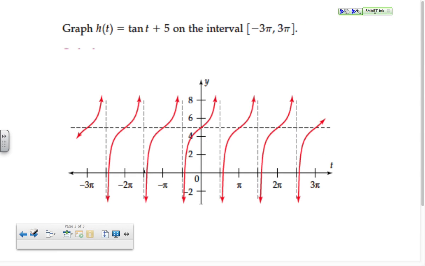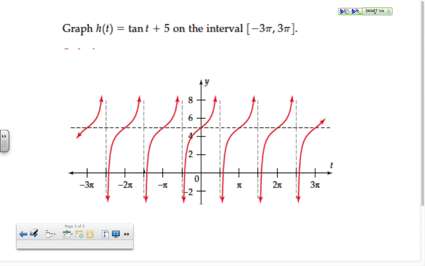Okay, tangents. Tangents are a little trickier because there's all those asymptotes, okay? So this is a simple transformation of tangent, and it will usually tell you if you need to draw a picture over what interval, because obviously the sine and cosine functions go on forever and they're repeating. So this one says I want to go from negative 3 pi to 3 pi.